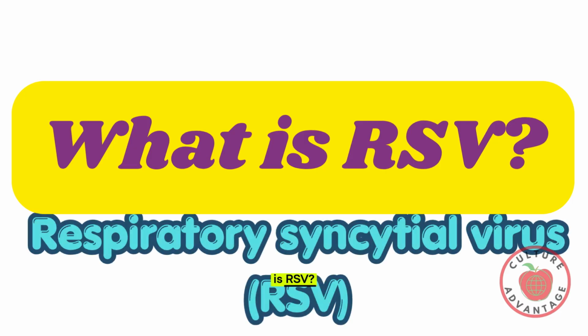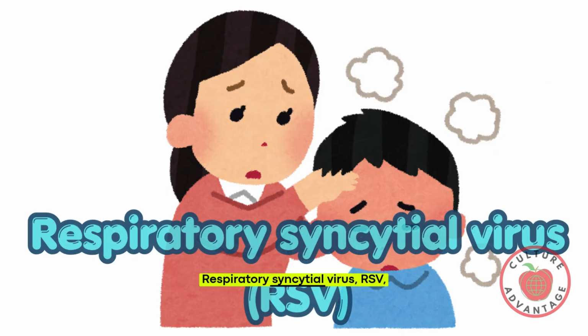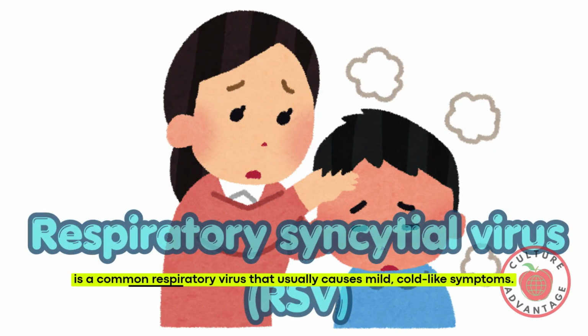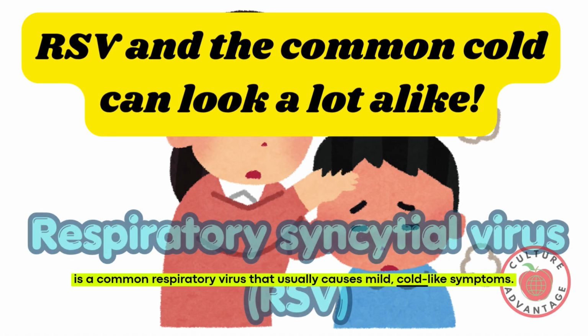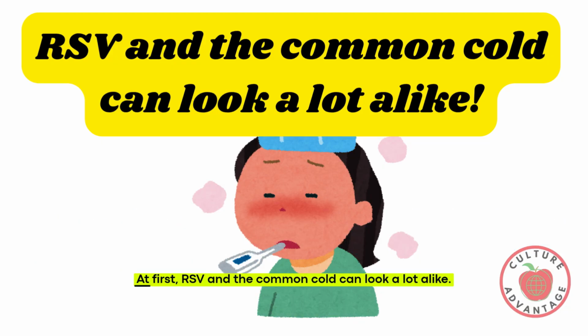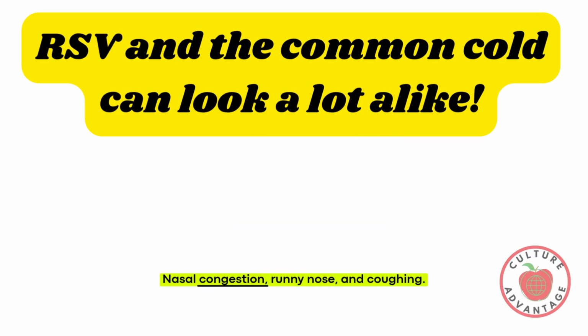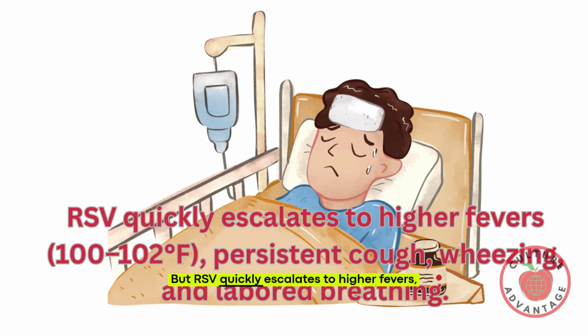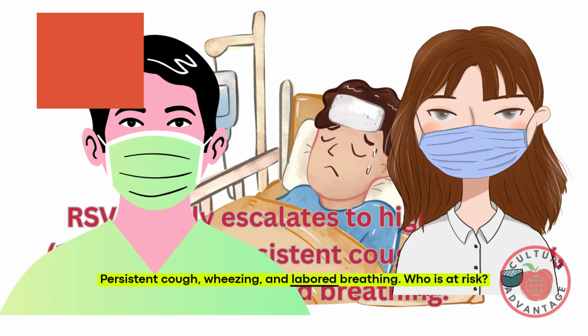What is RSV? Respiratory syncytial virus, RSV, is a common respiratory virus that usually causes mild cold-like symptoms. Remember, similar symptoms. At first, RSV and the common cold can look a lot alike: nasal congestion, runny nose, and coughing. But RSV quickly escalates to higher fevers, 100 to 102 degrees Fahrenheit, persistent cough, wheezing, and labored breathing.